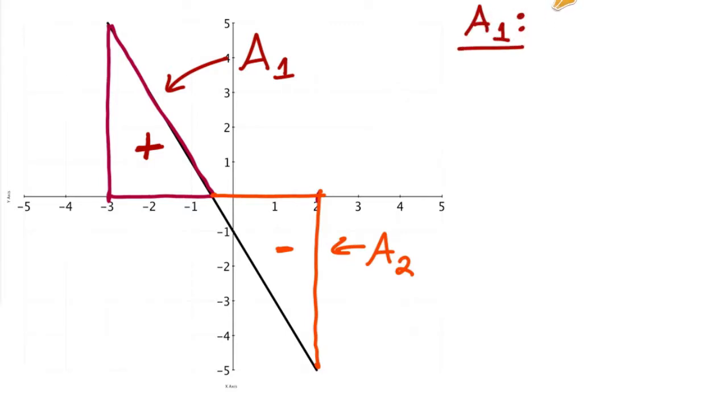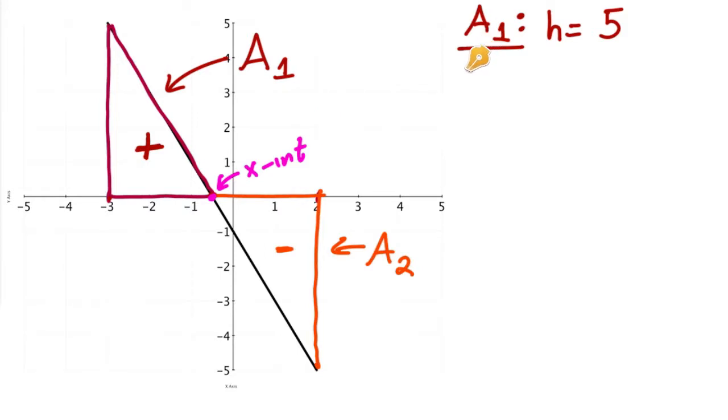So we need to find the height, which is easy to see. The height of this triangle is going to be 5. And now the base is a little tricky because it goes from negative 3 to this point right here, but we don't know what this point is. But we need to find this point. Well, this point is simply the x-intercept of our line.